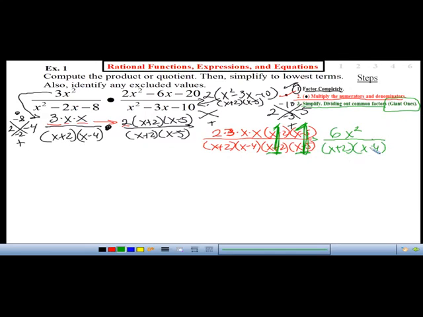Some of you are saying, Mr. Q, or you're questioning your noodle, why did we multiply the top ones and not the bottom ones? Because the bottom ones, remember that usually we use those to show the excluded values, but let me show you right now when we get to that part. All right, copy that.